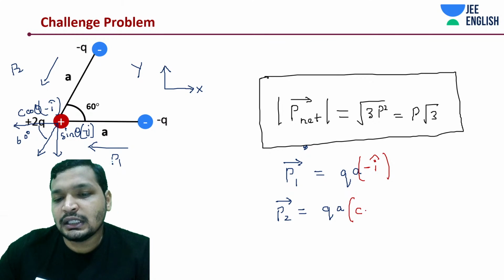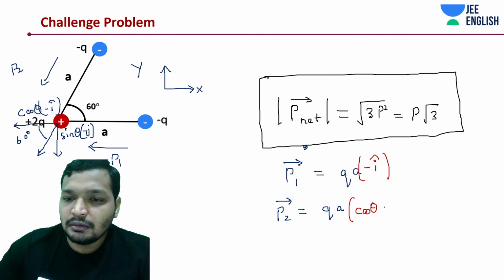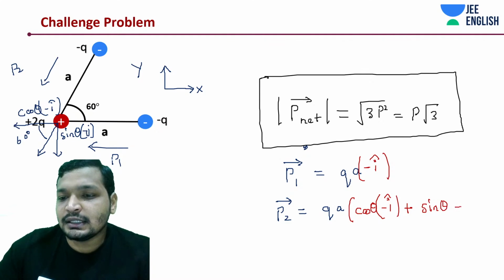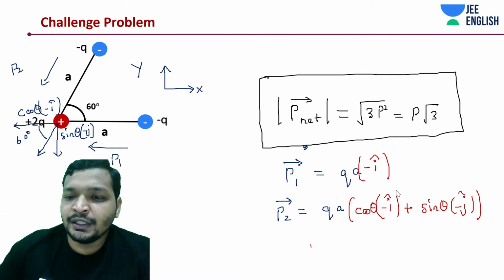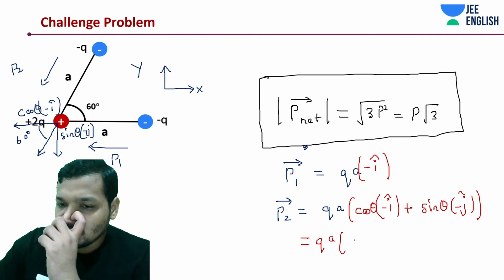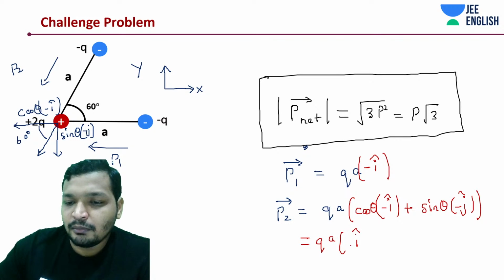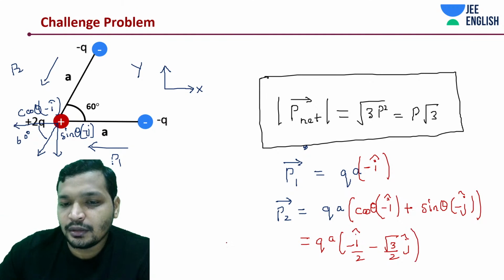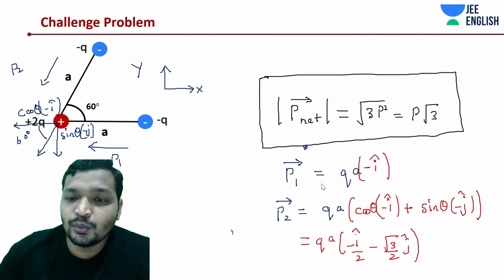It will be cos theta minus i cap plus sin theta minus j cap. What should this value be? What is the value of theta in this case? You know, it's 60 degrees. Q into a into cos of 60, 1 by 2, minus i by 2, minus sin of 60, root 3 by 2. This is what? This is P2, isn't it?